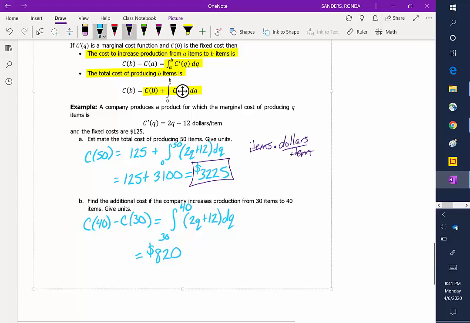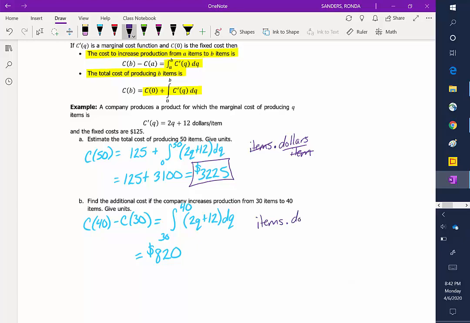We have the same units calculation as before. 30 and 40 are both items. The 2q plus 12 is in dollars per item. When we integrate, we multiply our units, the items cancel, and we end up with $820 is our cost to increase production from 30 items to 40 items.